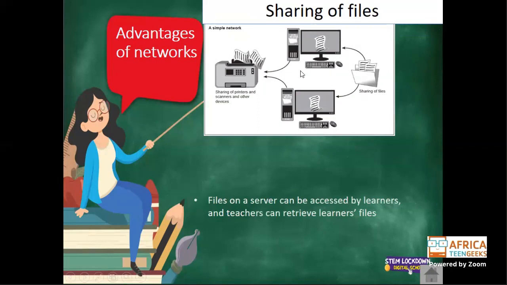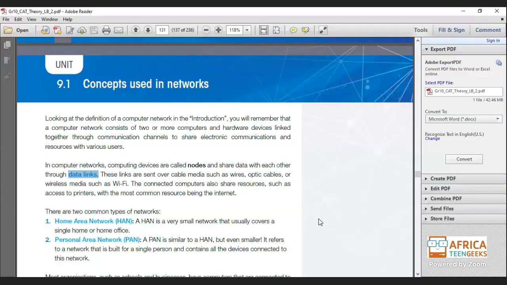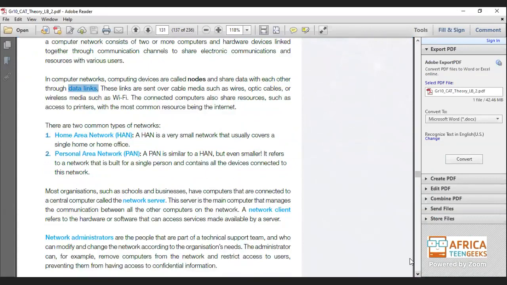And then the advantage of sharing again. They're still trying to emphasize that we can share files as well. Can I go back to the book again just to check something? There are two common types of networks, but we're going to talk about this at a later stage. Here they are talking about the home area network. Like I said, in terms of geographical area, a HAN is a very small network that usually covers a single home or home office, in terms of the geographical coverage. So that's how we can classify these networks.